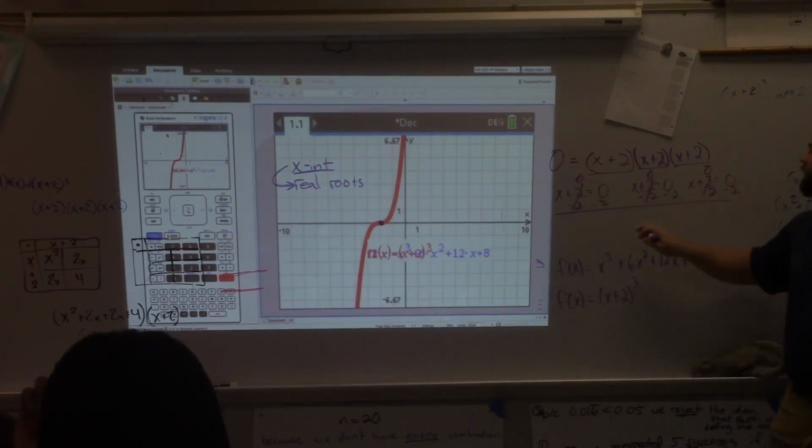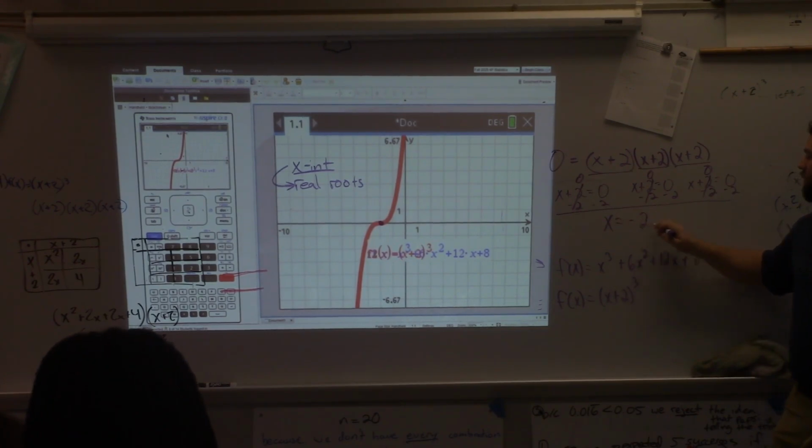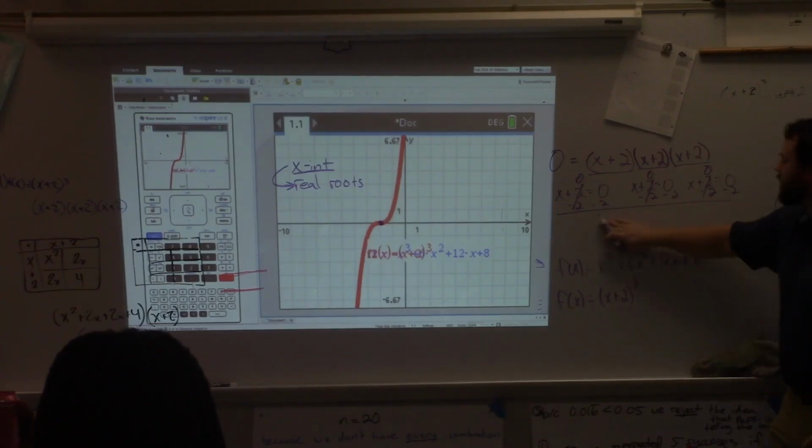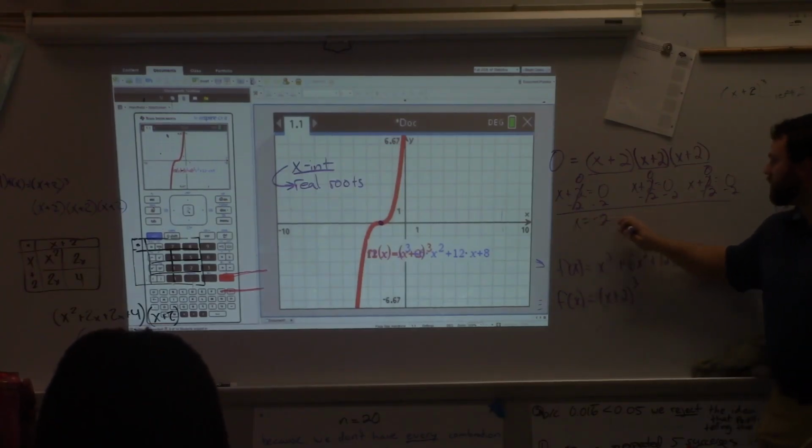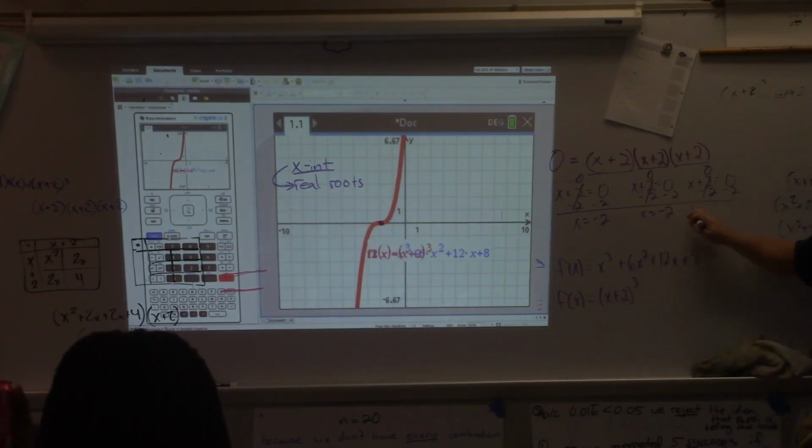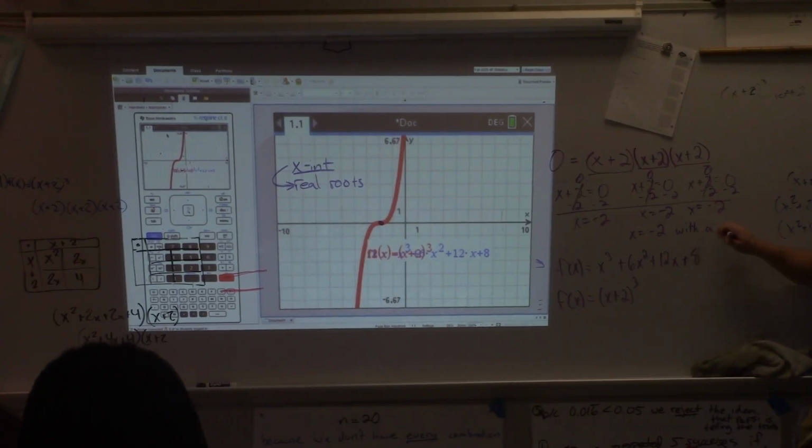Negative 2. How many times does x equal negative 2? Sorry, I messed up. Hold on. X equals negative 2. X equals negative 2. X equals negative 2. How many times does x equal negative 2? 3 times. Okay, so how would I write that? X equals negative 2 with multiplicity of 3.